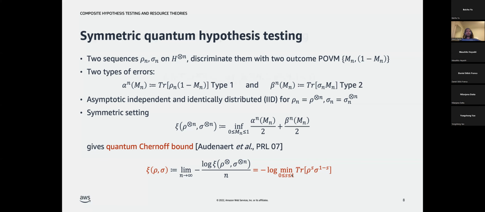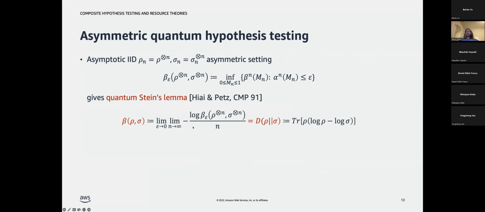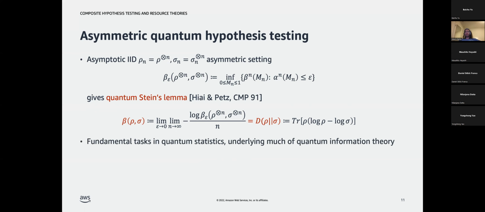Now for this talk, I don't want to talk about symmetric, but about the asymmetric setting where we don't treat the two errors equally, but we have this alpha n error that we want to keep smaller than epsilon, then we want to see how fast the beta n error decays. And again, it's easy to see that this error decays exponentially, and we can ask with what exponent it does so asymptotically, and then what comes out is the so-called quantum Stein's lemma, and we get this quantum relative entropy as the answer here for this asymmetric setting. Good. These are very fundamental results in quantum information theory. They're useful for many things.